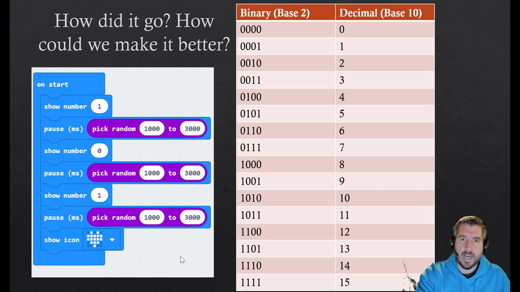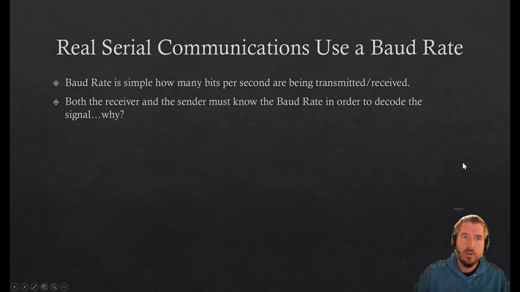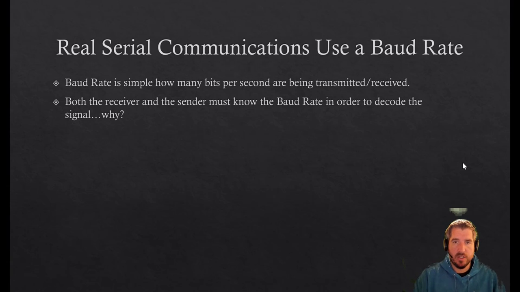So the standard for that is something called baud rate. We call this serial communications, serial digital communications, and it uses a baud rate. A baud rate is simply how many bits per second are being transmitted and received. Remember, a bit is just a single zero or a one. Both the receiver and the sender must know the baud rate in order to decode the signal. We just explained that in the last slide, but really think about why that is.